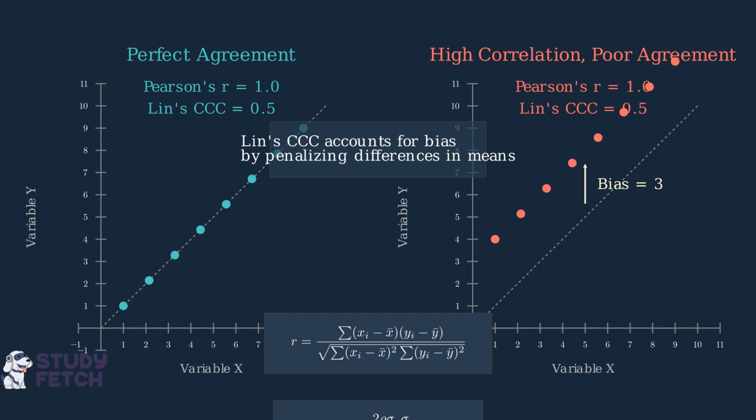For our bias data, Lin's CCC is much lower than Pearson's R, accurately reflecting the poor agreement despite the perfect correlation. This makes Lin's CCC a more appropriate measure when we're interested in agreement between methods, not just correlation.